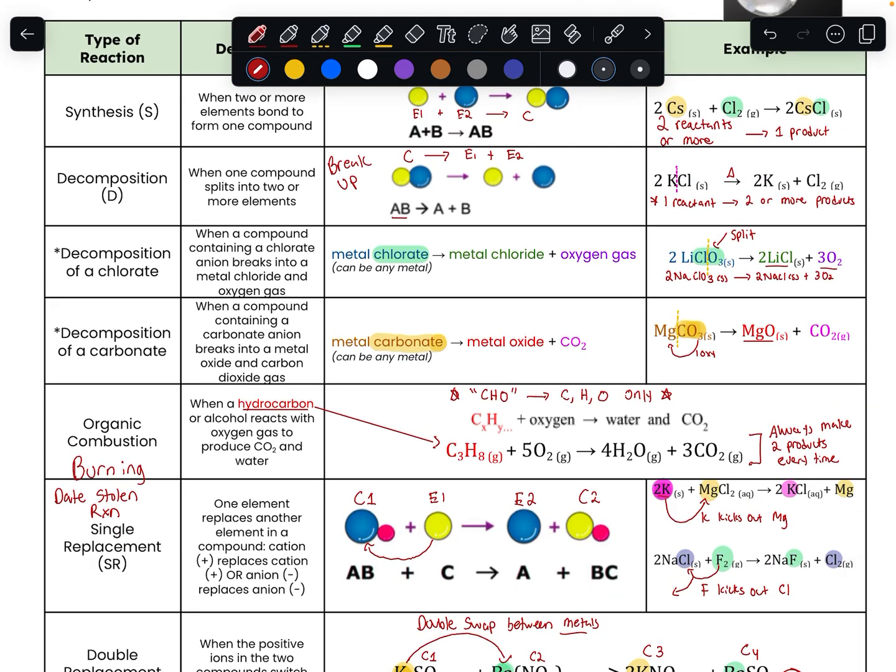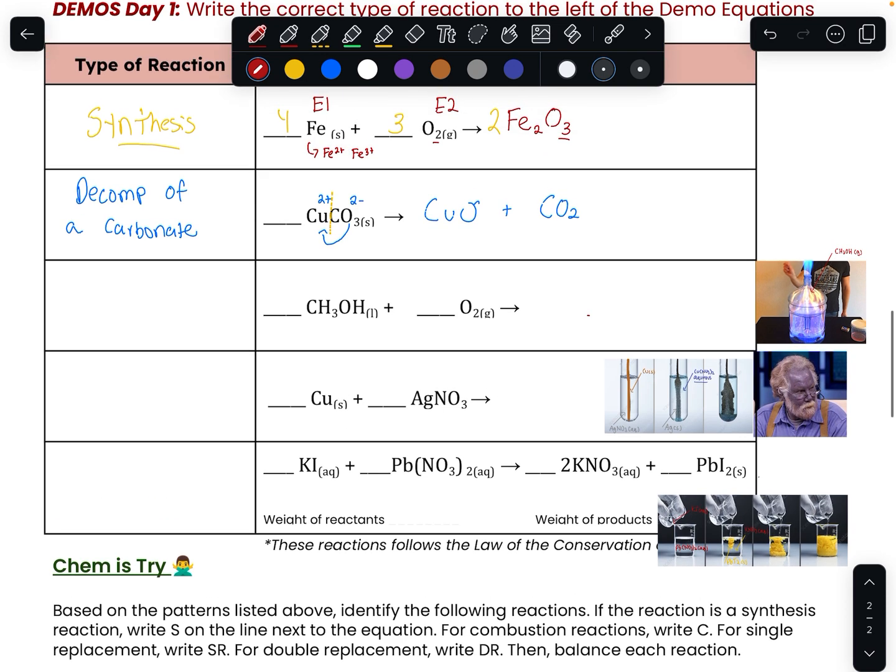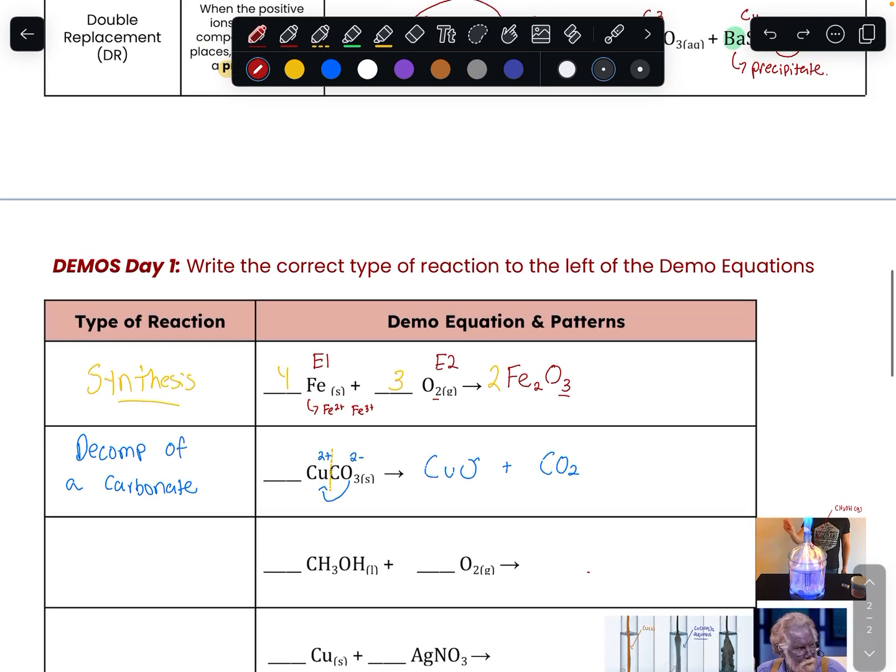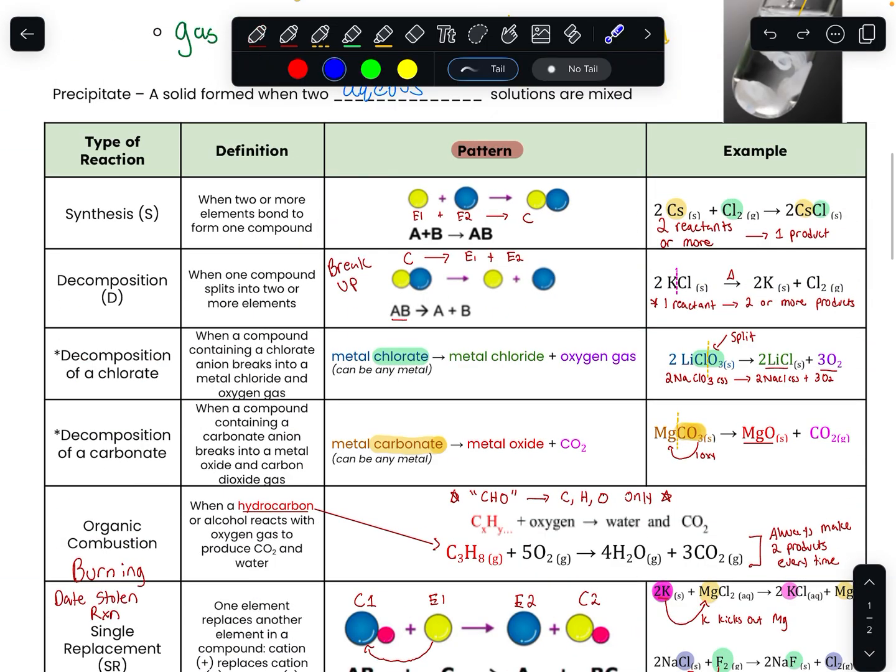Okay, so hopefully you've given it a try. Let's go ahead and narrow down a few of the options that we have here. So this one, we have a CH3OH plus O2. I see two things to the left of the arrow. So that means by default, it cannot be any of our decompositions.